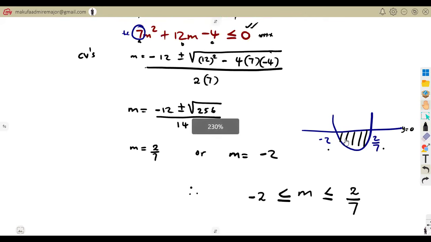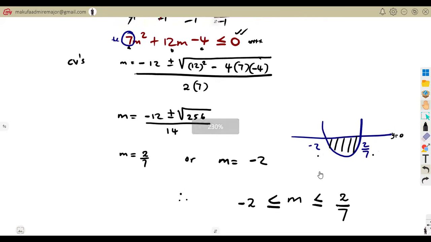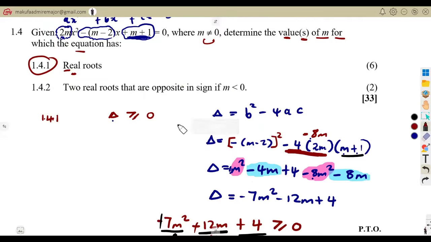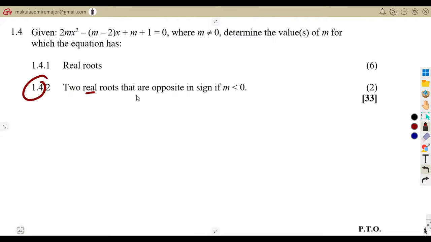So these are some of your typical questions, guys. You just have to revise as much as you can. Try the condition where two real roots are opposite in sign, and they are telling you that m is less than 0. So on a condition like this, guys, when you are given two real roots that are opposite in sign, you work with the constant. Remember, we said our c is what? m plus 1. That is our constant. That constant c is supposed to be bigger than 0.